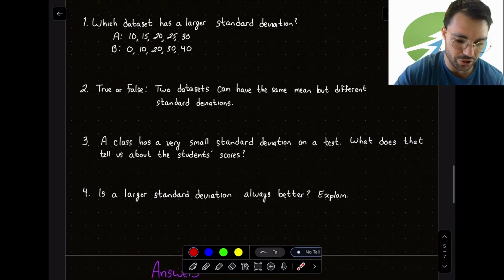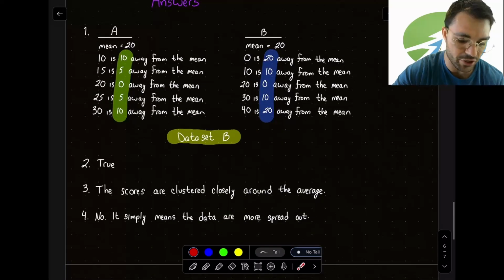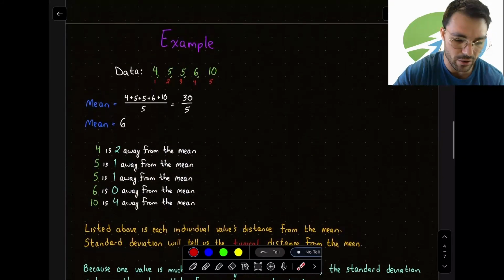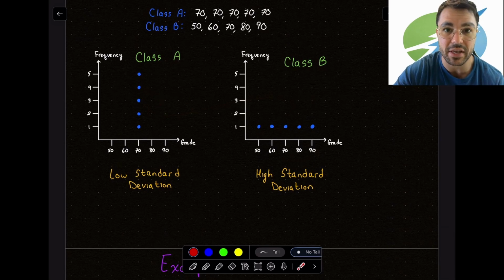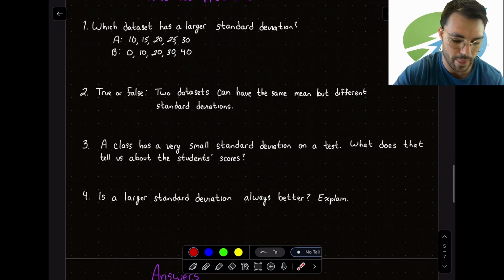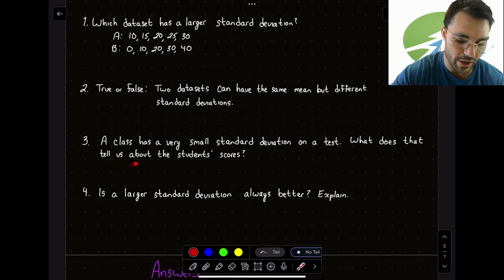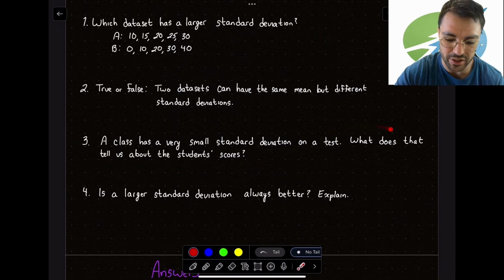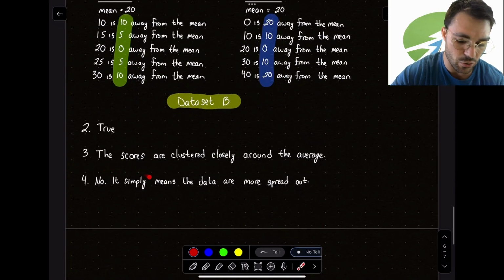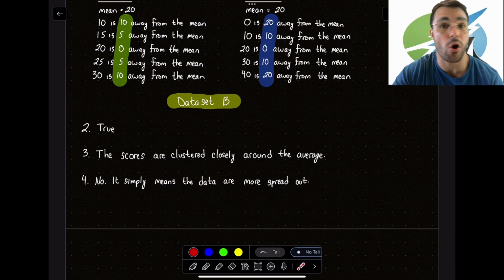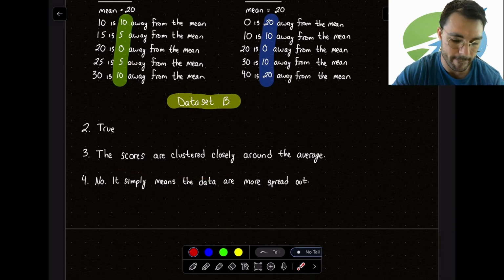All right, question 2. 2 data sets can have the same mean, but different standard deviations. That is true, and we saw that here with this example. Both of these have the same mean, different standard deviations. Question 3, a class has a very small standard deviation on the test. What does that tell us about the scores? That tells us the scores are clustered closely to the average. That's all it tells us, okay?